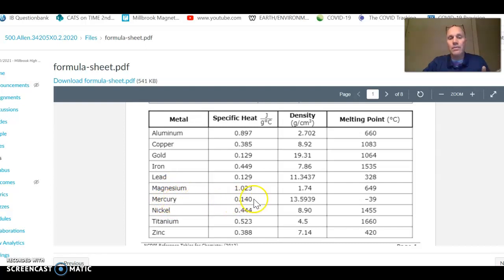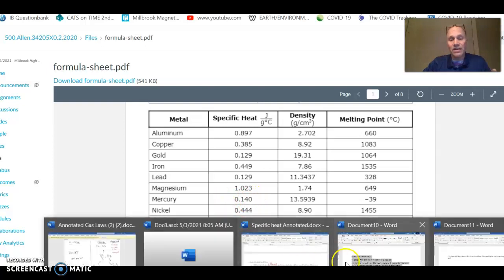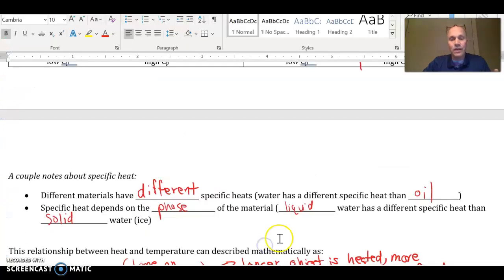And that leads to the next topic, which is the fact that specific heats depend on the phase of whatever the material is. Liquid water has a different specific heat than solid water. And when we say solid water, what we mean is ice. Even though they're both H2O, both chemically the same thing, the state of matter is going to have an effect on this property, which is specific heat.